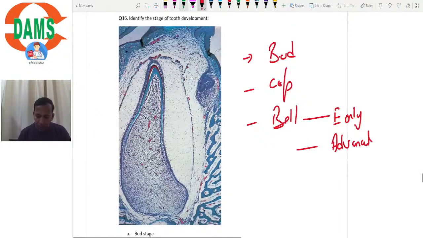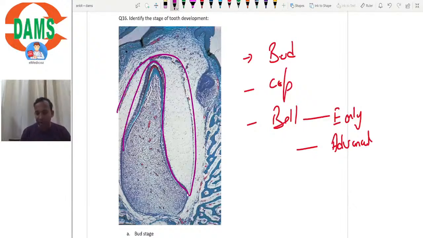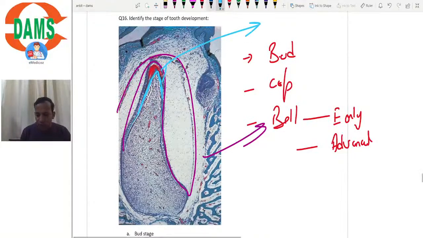First of all, look at the shape of this enamel organ. The shape almost appears like a bell, isn't it? Next, you can appreciate this red zone here, isn't it? And this blue zone beneath this red zone. So these blue and red zones, what do they represent? They represent formation of hard tissue.